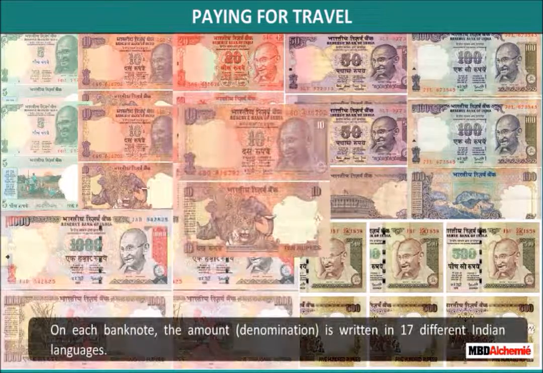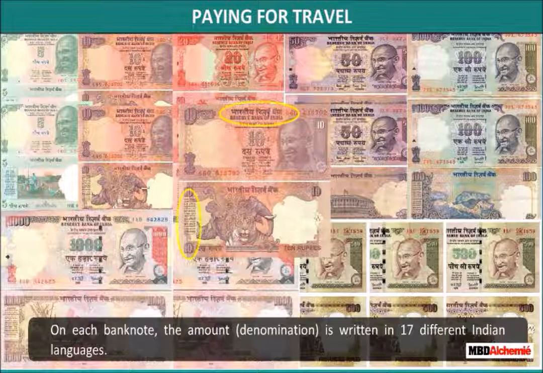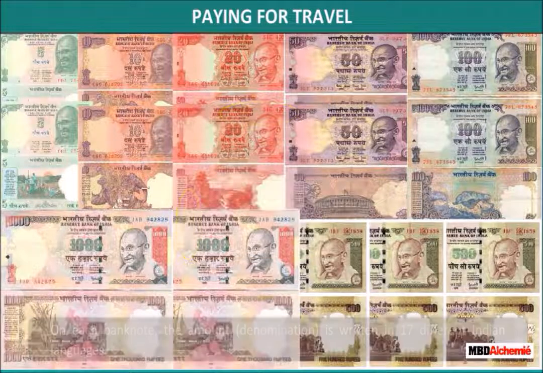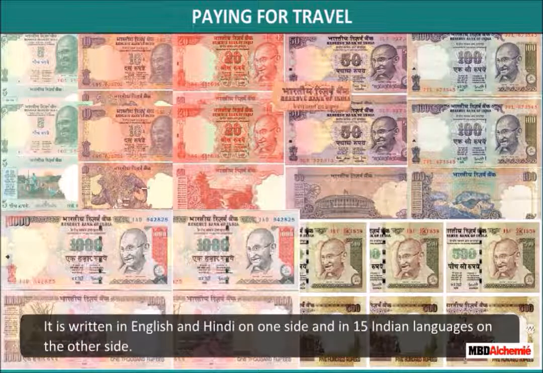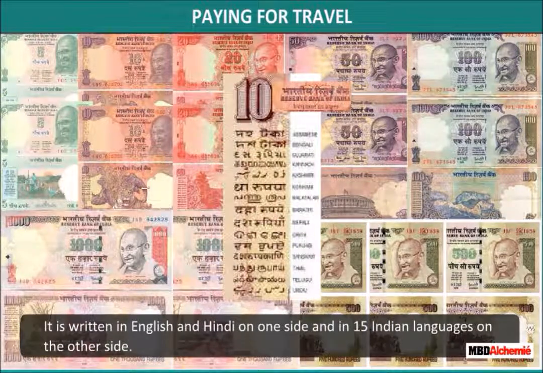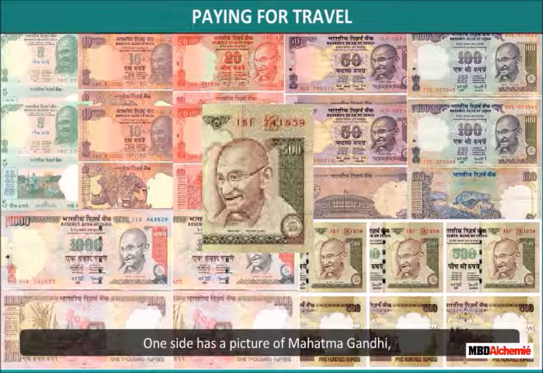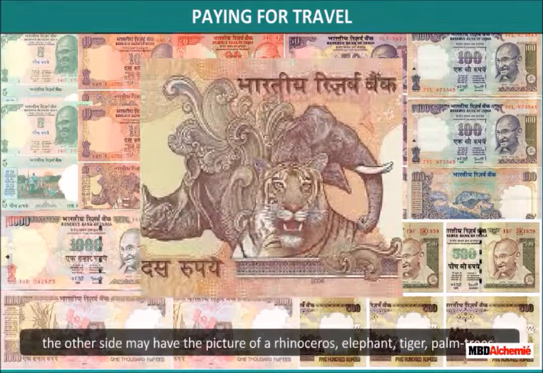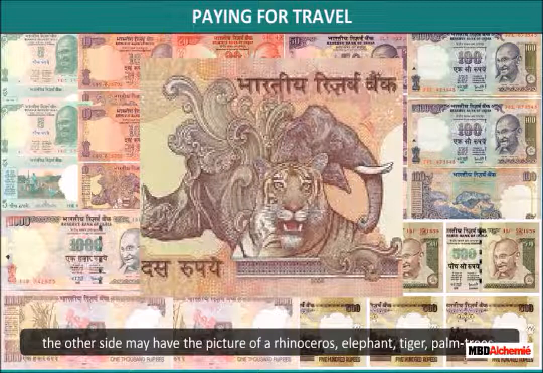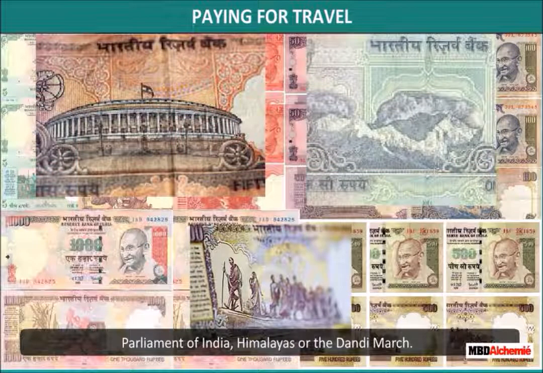On each banknote, the amount, that is denomination, is written in 17 different Indian languages. It is written in English and Hindi on one side and in 15 Indian languages on the other side. One side has a picture of Mahatma Gandhi. The other side may have the picture of a rhinoceros, an elephant, a tiger, palm trees, Parliament of India, the Himalayas or the Dandi March.